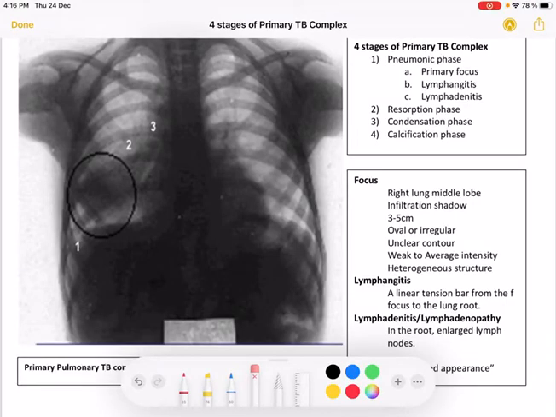Hi my dear doctors, today I am going to talk about the X-ray of a TB patient. We will discuss the X-ray image in complete description and in complete detail, and I will explain which phase of TB this is and how we can differentiate TB from other viral pneumonia or some other bacterial pneumonias. So let's go through the X-ray.